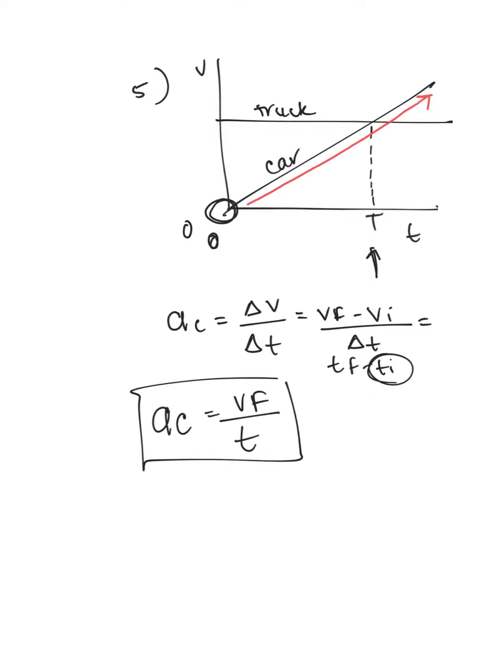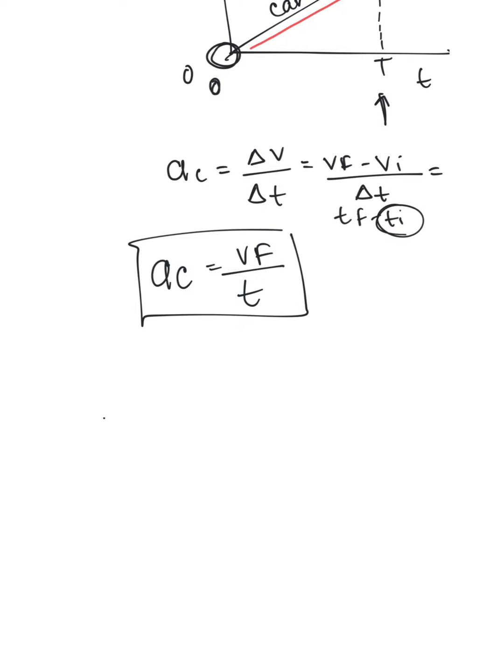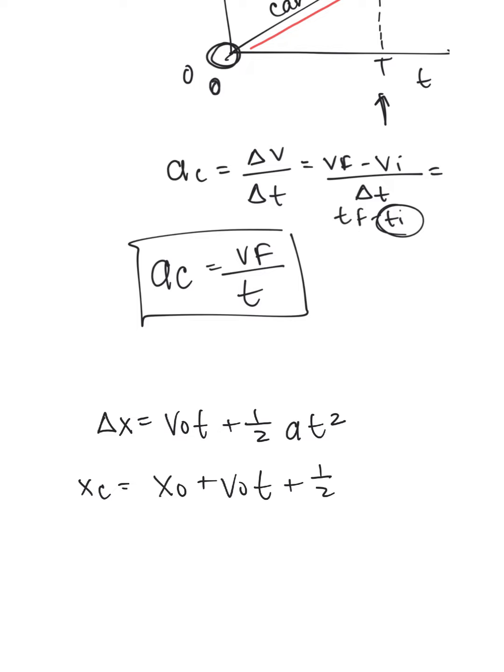Now, in order to find the displacement, we can use the equation the change in x equals velocity initial times time plus 1/2 at squared. Because we are given the initial placement, we can just write that the x final of the car is x0, x initial, plus velocity initial times time, plus 1/2 acceleration times t squared.